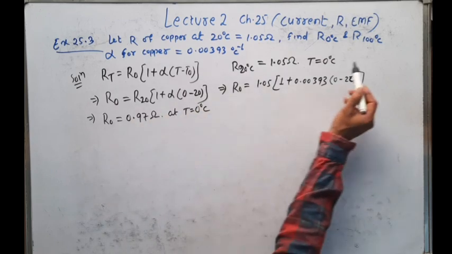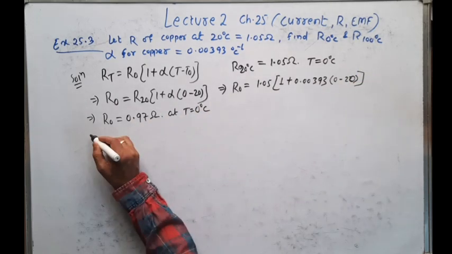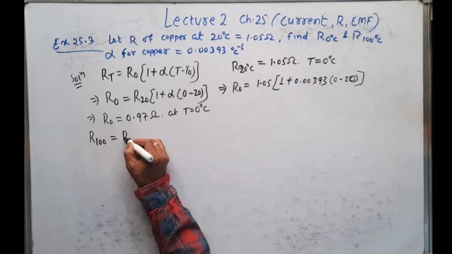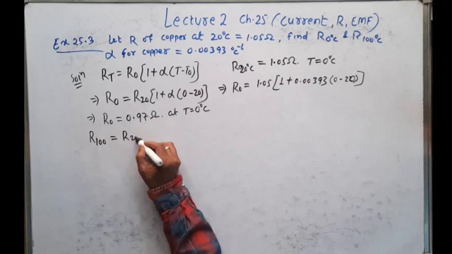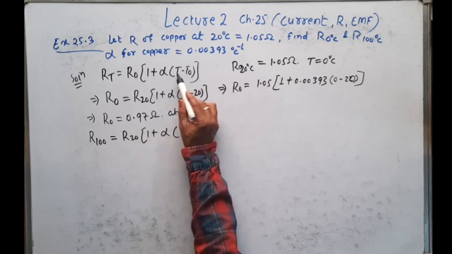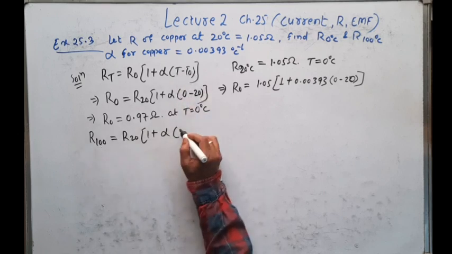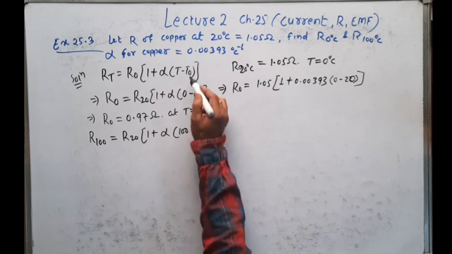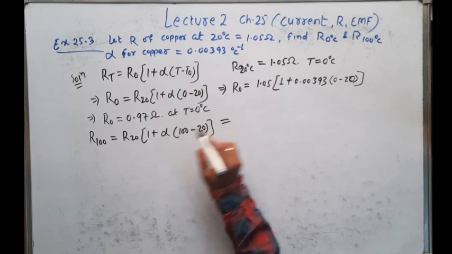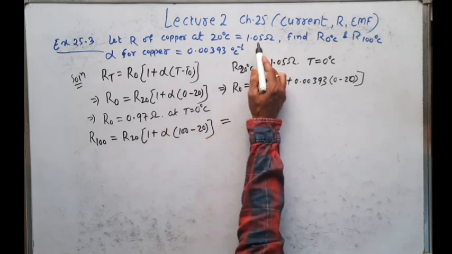Now we will find what is the resistance at 100 degree centigrade. So the resistance at 100 degree centigrade, R100, is equal to the initial resistance R20 into 1 plus alpha into final temperature minus initial temperature. Final temperature is 100 minus initial temperature 20. So that is equal to, R20 is given as what?